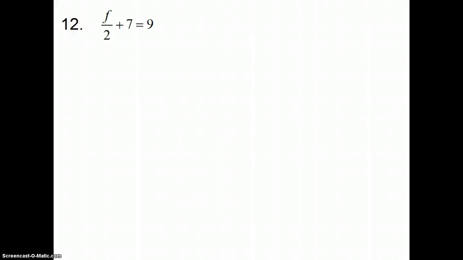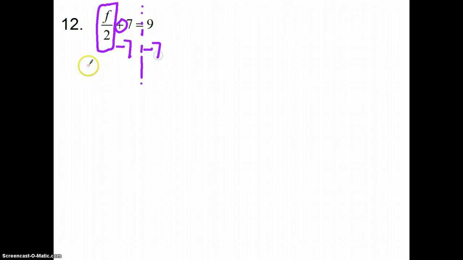Next one, I have f over 2 plus 7 equals 9. So I'm going to box this f over 2 because I can't touch it until I get rid of this 7. So then I circle my sign and draw my line, subtract 7 from both sides, and I'm left with f over 2 is equal to 2.